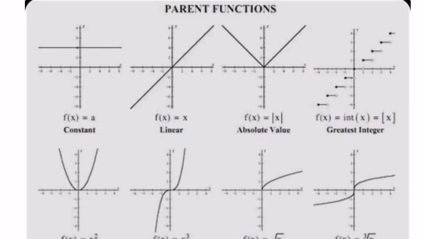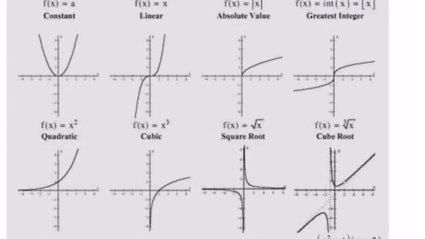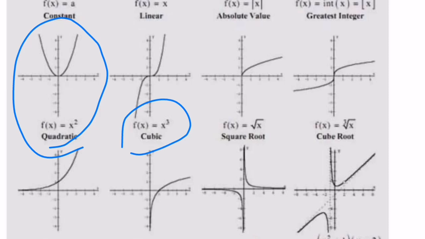The fourth one is the squaring function or the graph of a quadratic function. The graph of a quadratic function is a parabola. f of x equal to x square. The graph of this function is a parabola opening upwards. Cubic function. The shape of the cubic function is just like that.